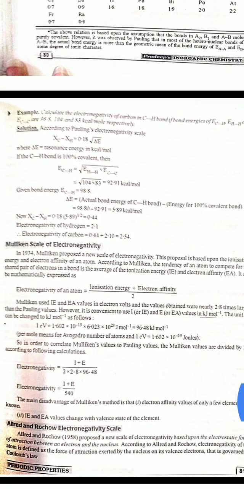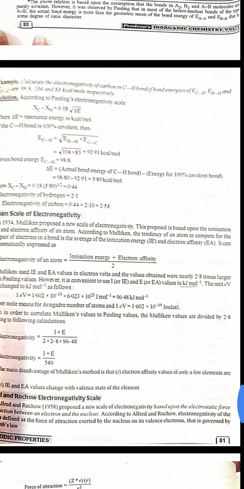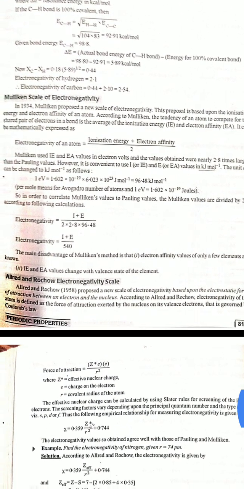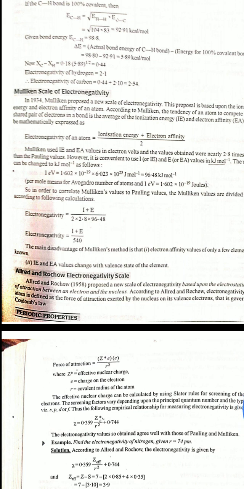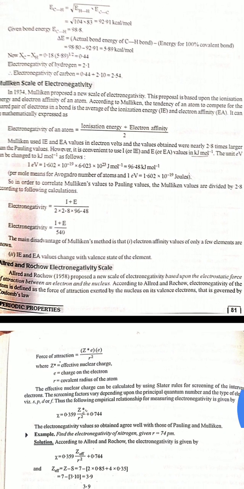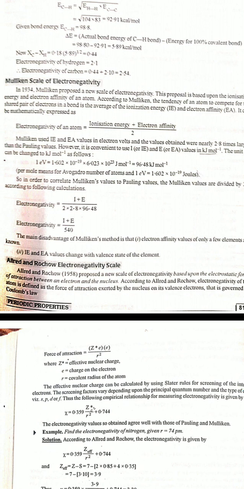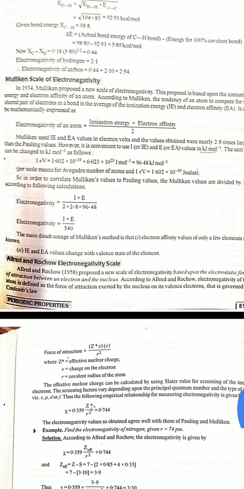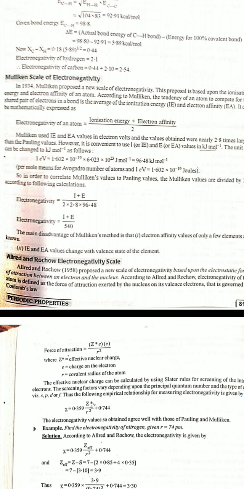The second method is the Mulliken scale of electronegativity. In 1934, Mulliken proposed a new scale of electronegativity. This proposal is based upon the ionization energy and electron affinity of an atom. According to Mulliken, the tendency of an atom to compete for the shared pair of electrons in a bond is the average of the ionization energy and electron affinity. It can be expressed mathematically. Electronegativity of an atom is equal to ionization energy plus electron affinity, divided by 2.